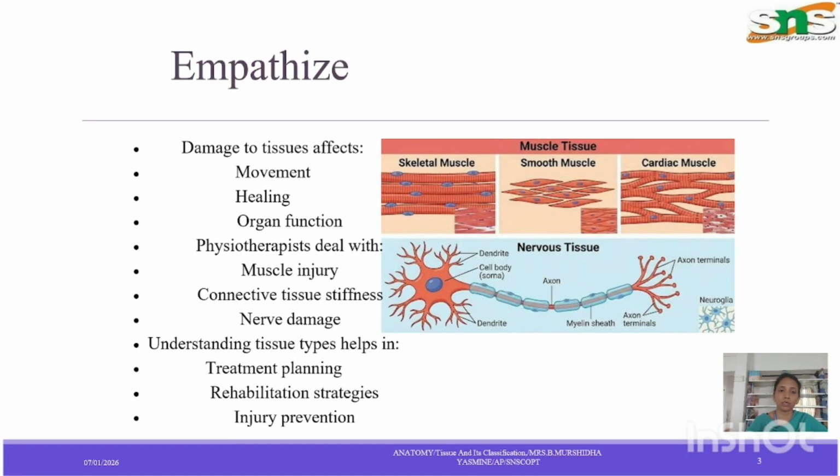To emphasize this topic, damage to tissue affects movement, reduces the healing time, and reduces the organ function. A physiotherapist deals with muscle injury, connective tissue stiffness, nerve damage, or many other types of tissue damage. Understanding tissue types helps in treatment planning, rehabilitation strategy, and also prevention of injury. The muscle tissue and the nervous tissue are the major tissues we will be dealing with. In the upcoming slides, we'll get to know what those are.